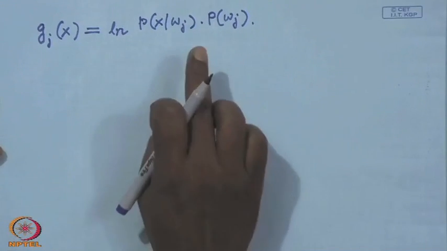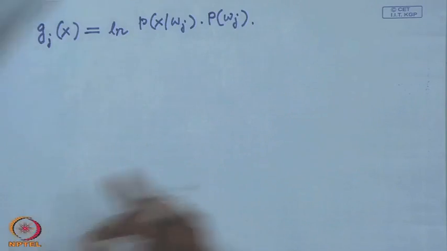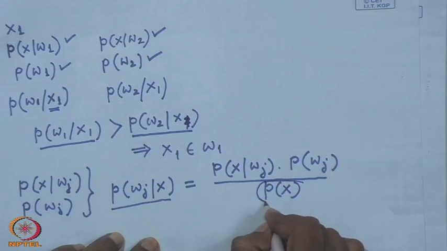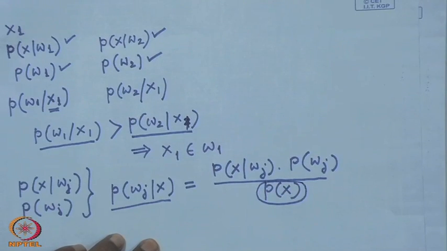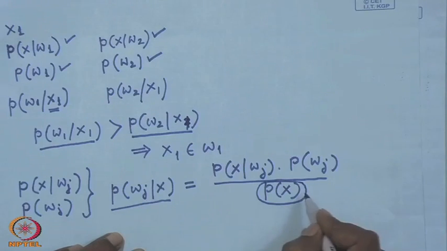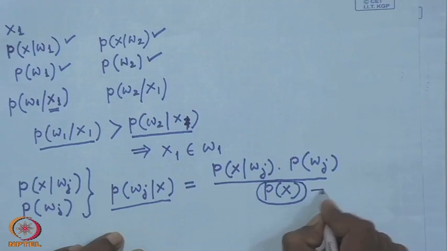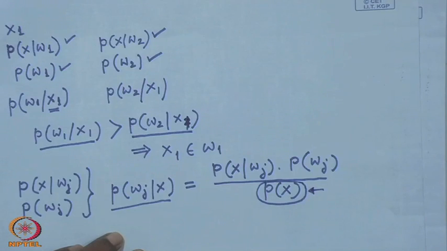While defining this, you see that we have ignored one term which was in the denominator, that is p of x, simply because this denominator term is equal in all the a posteriori probability expressions. Whatever be omega j, this p of x will appear in all these expressions. As a result, p of x does not influence the decision to which class x will belong.